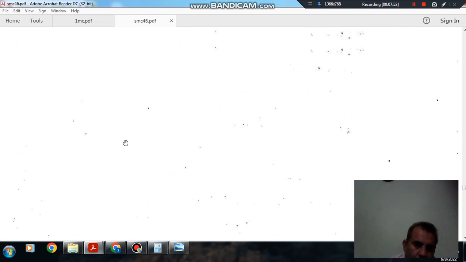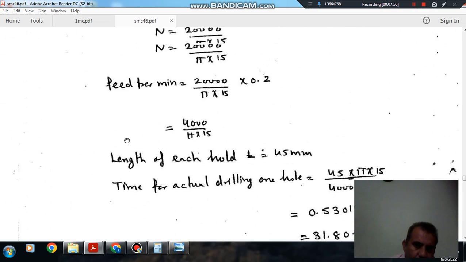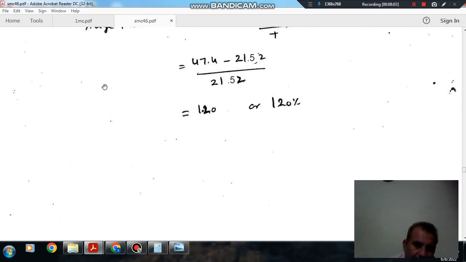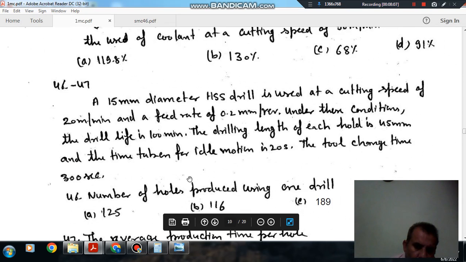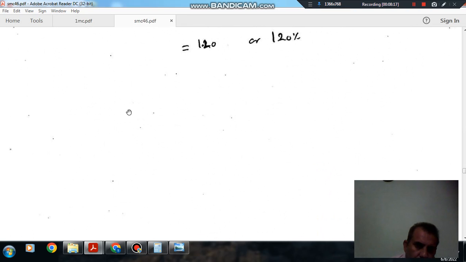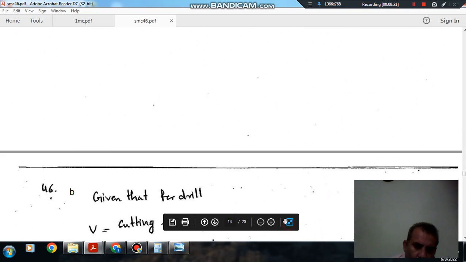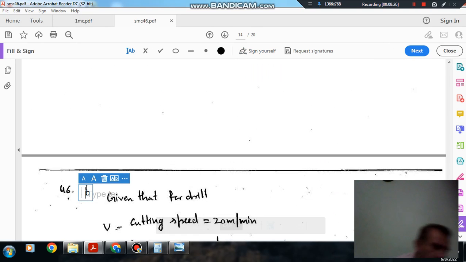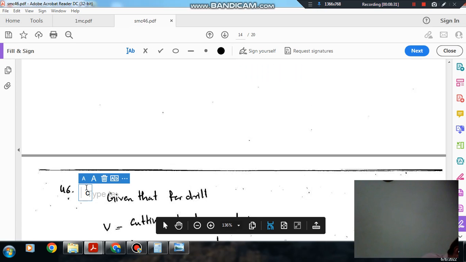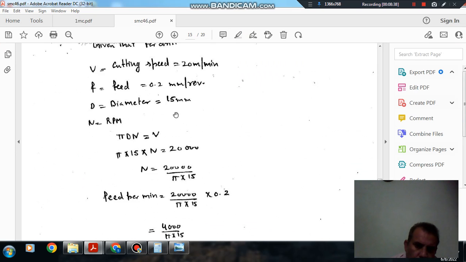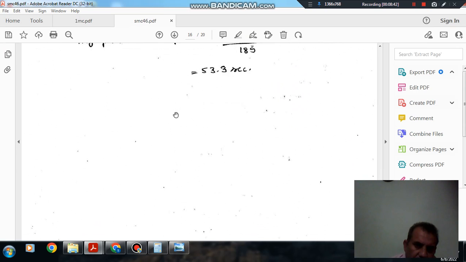And the answer to question number 46... the number of holes produced is 189, so the answer to 46 is C, sorry, and 47 is B. Okay, 46 is C and 47 is B.